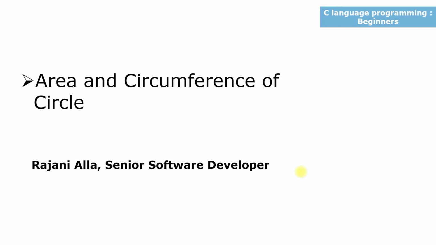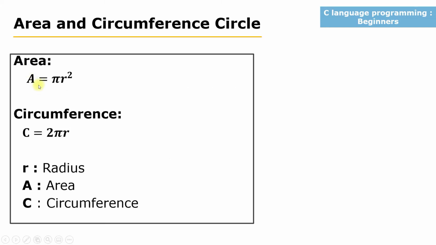In this video, we will write a program to calculate the area and circumference of a circle. We know that this is the formula for the area of the circle, which is pi r square, and this is the formula for circumference of the circle, which is 2 pi r, where r refers to the radius, a means area and c means circumference.